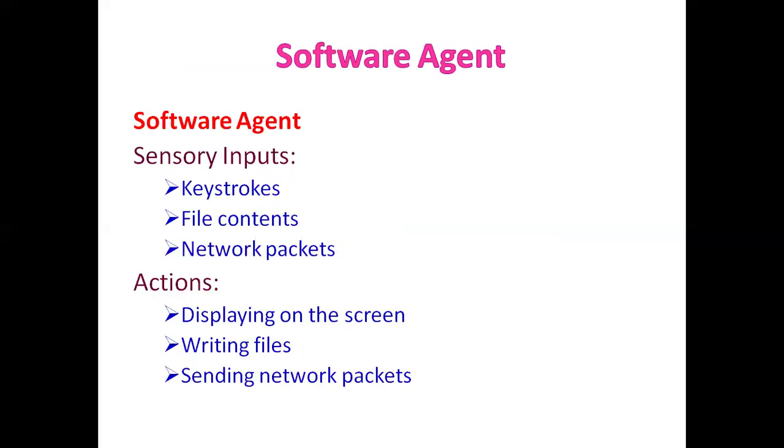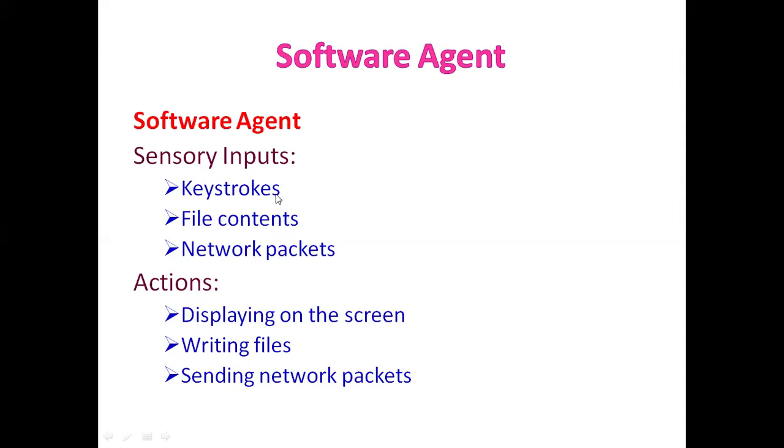Next, software agent. So we have sensory input and actions. We'll see one by one. A software agent operates within a digital environment, utilizing sensory inputs and performing actions based on data it receives. The sensory inputs for a software agent typically include, what are they? Keystrokes, file contents, and network packets.